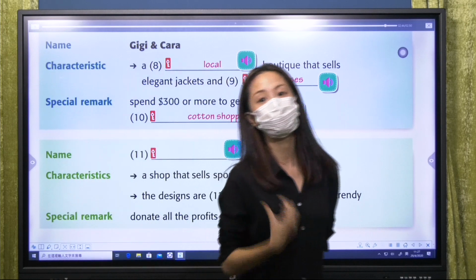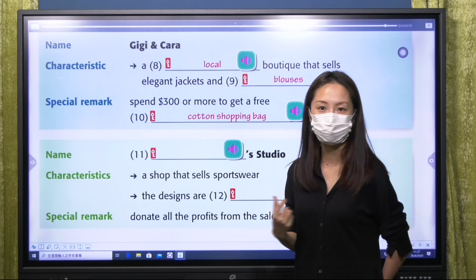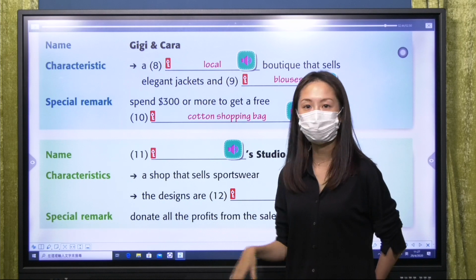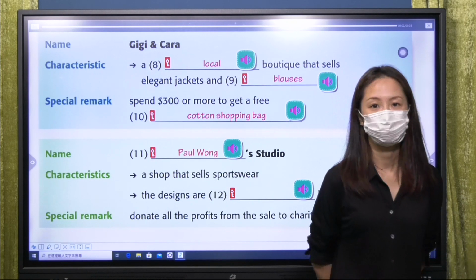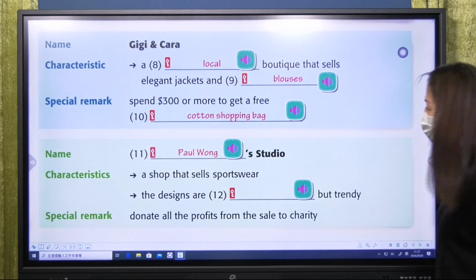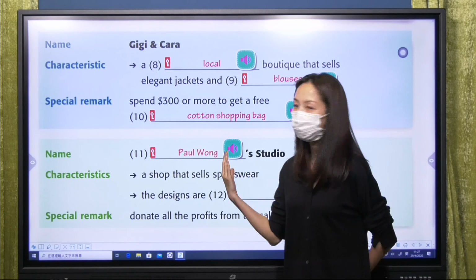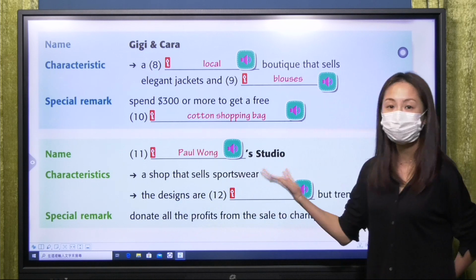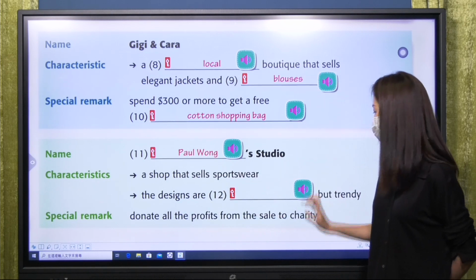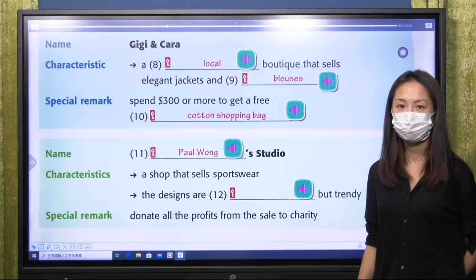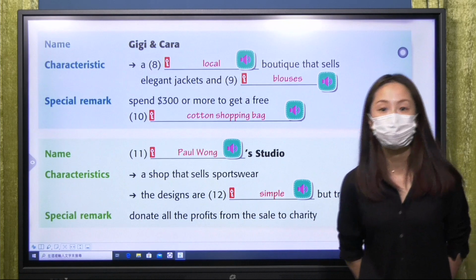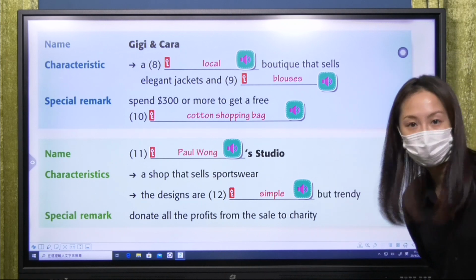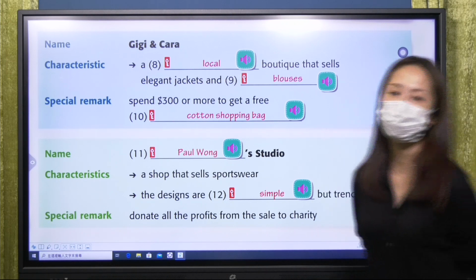Okay, so Who's Studio? Paul Wong. Do you know how to spell Paul? Do you know how to spell Wong? Shall we introduce Paul Wong's studio? Paul Wong Studio. Okay, so his designs are simple but trendy. My brother said that his designs are simple but very trendy. Simple, okay, simple. Can you spell simple? 簡單的，okay, simple but trendy.